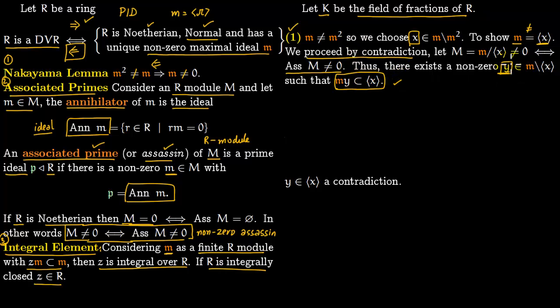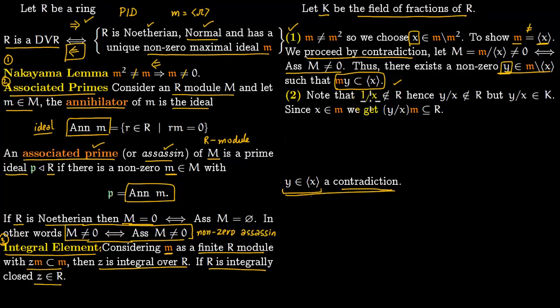So we are choosing y which is in ideal m but not in the ideal x. And the contradiction is going to be that we will end up getting y is in the ideal x. This is the contradiction, and that is precisely because to start with we said that this is not 0, because m is not equal to x. So we have to go from here to this last line here.